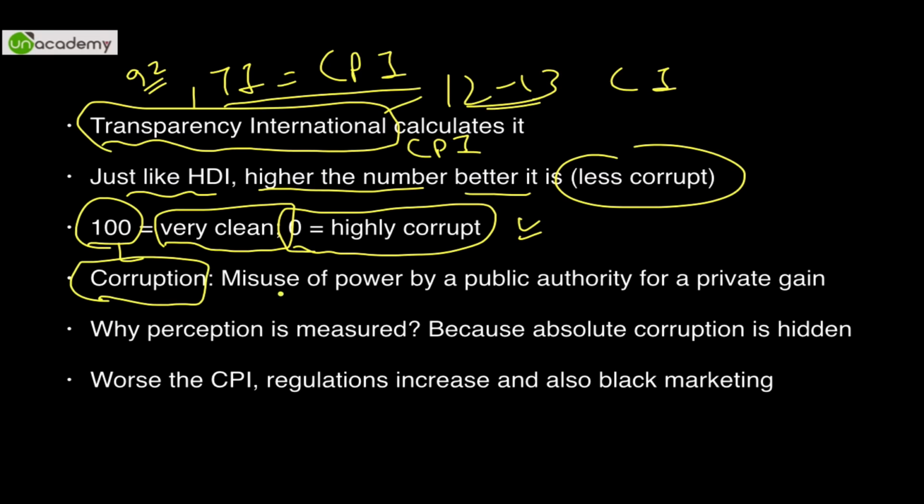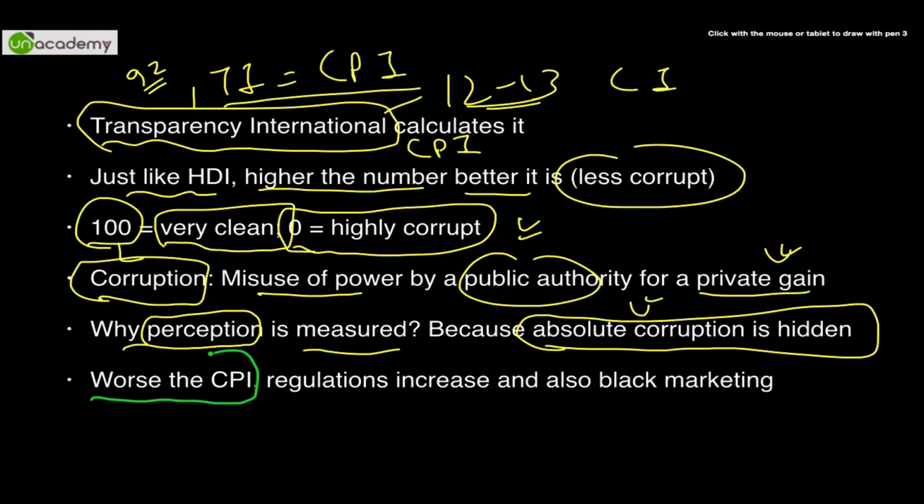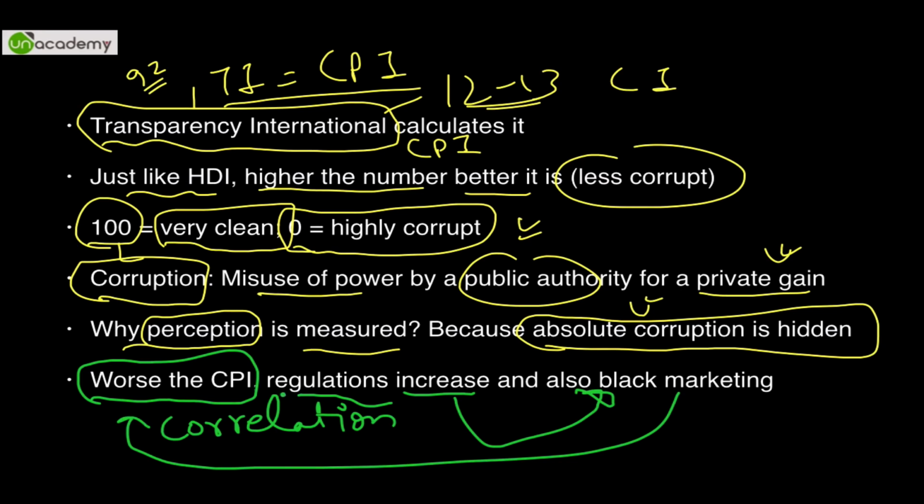Corruption means misuse of power by a public authority for a private gain. I have already told you. And why do we measure perception? Why can't we just measure the corruption? Because absolute corruption is hidden. Okay, you can't measure it, it's hidden. That's why you measure perception. And the worse the CPI, CPI has a correlation. Okay, you understand what is correlation? So as the CPI becomes worse, regulations by government increase, and when regulation increases, black marketing also increases, so it further makes the CPI worse. So it's a vicious cycle of corruption.